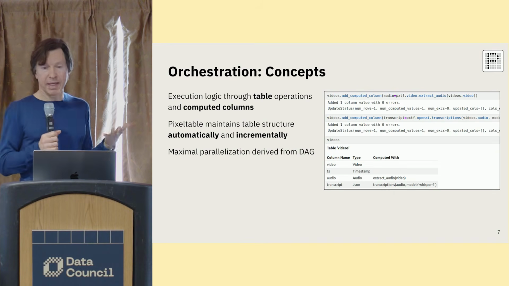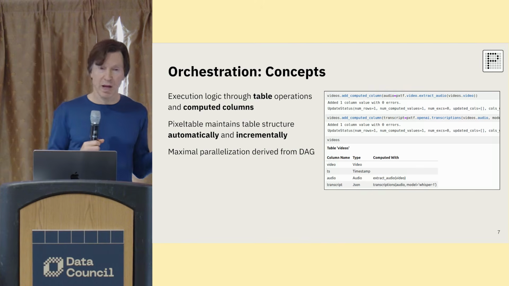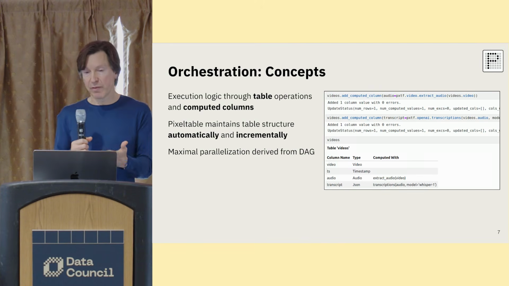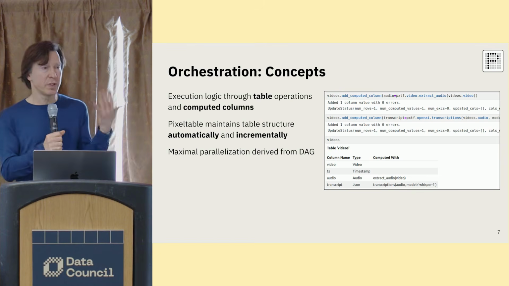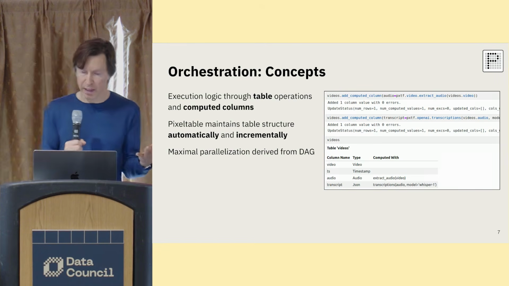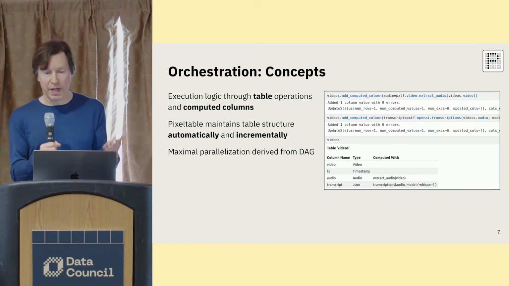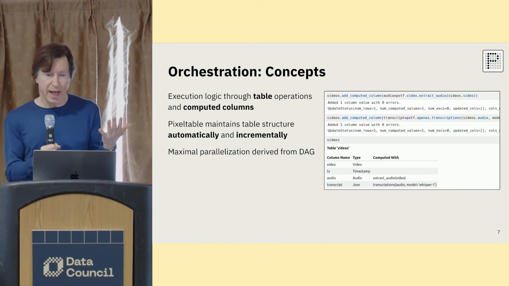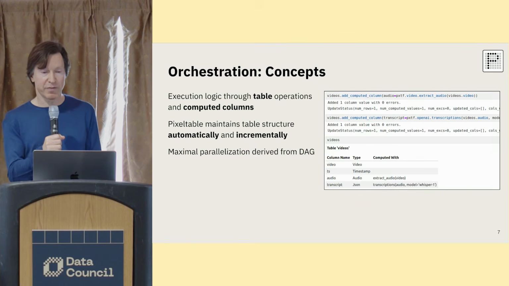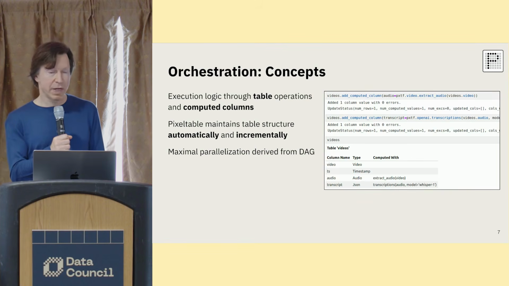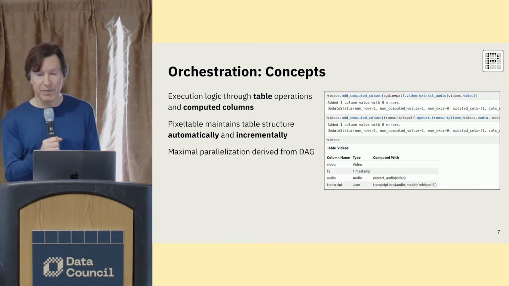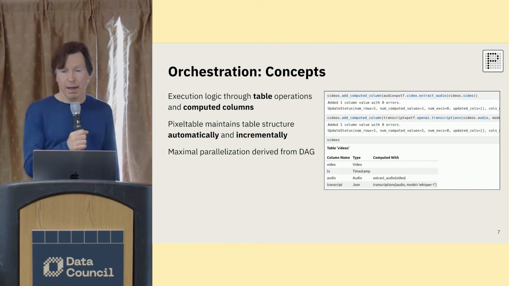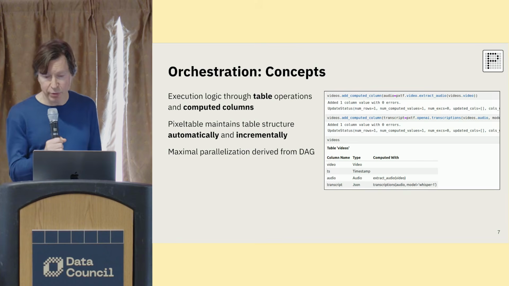I mentioned in the beginning that Pixeltable unifies data storage, retrieval, and orchestration. Orchestration typically means you need to execute something, you are doing transformations, you're computing things with the data that you have. And in Pixeltable, this is done through a concept of computed columns. You can add columns to a table and give them a computation expression.